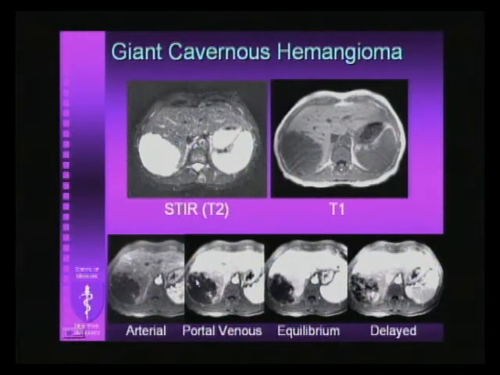So here are a couple of other examples just to show you the spectrum. Giant cavernous hemangioma, again, very, very bright on the T2 weighted acquisition. Over time, with contrast, there is progressive filling in, but even on the delayed acquisition, there is incomplete enhancement of these very large hemangiomas.